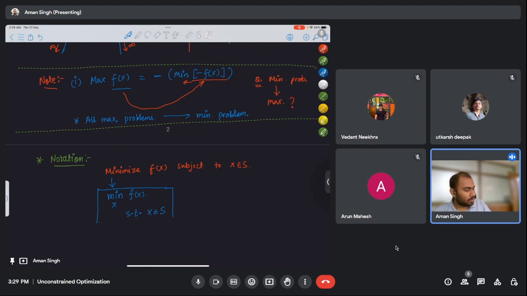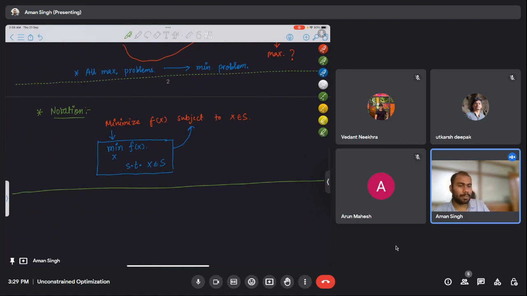This is how you will find a mathematical program written in most of the mathematical books. But whenever you see this, you actually read it like this in English. So that's the thing. Now let's move ahead.